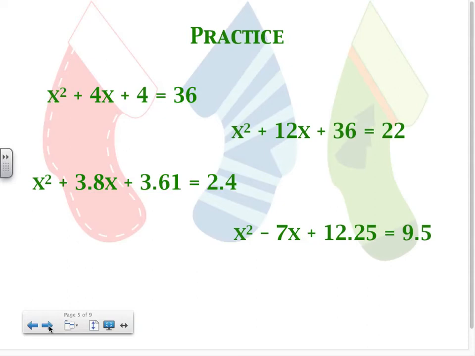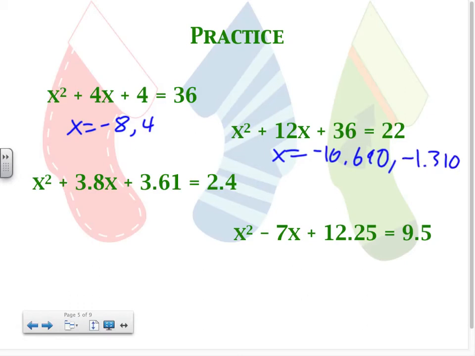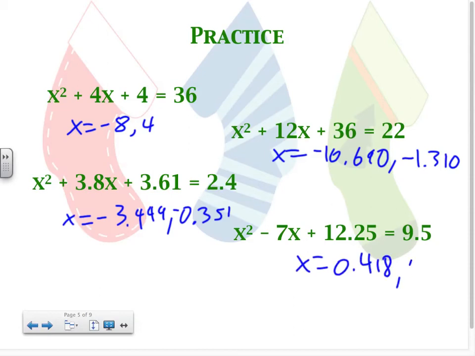But the answers for these are x equals negative 8.4, x equals negative 10.690, and negative 1.310. X is negative 3.449, and negative 0.351. And x is 0.418 and 6.582. Again, the work to follow here.